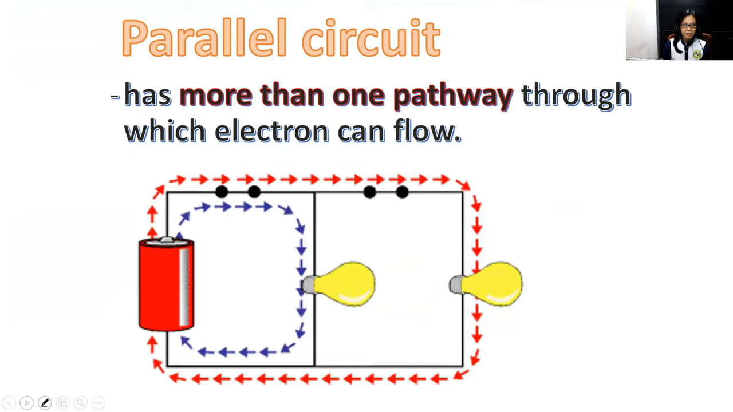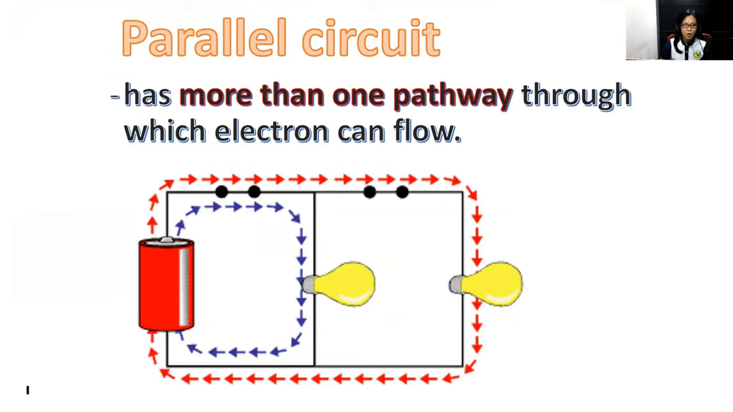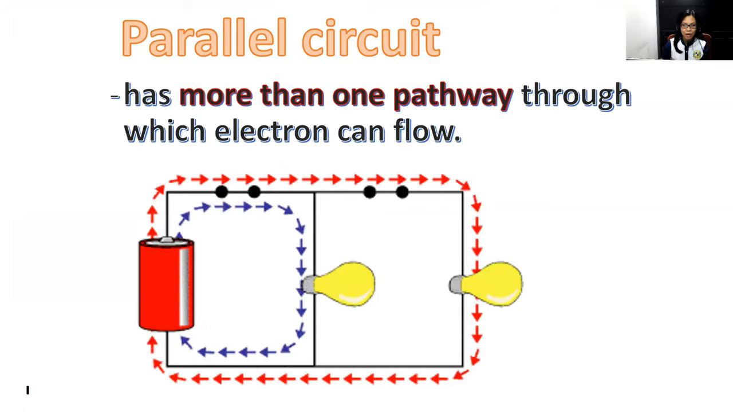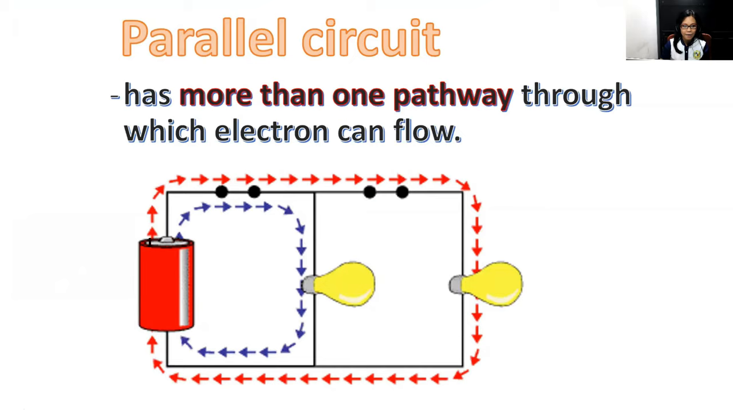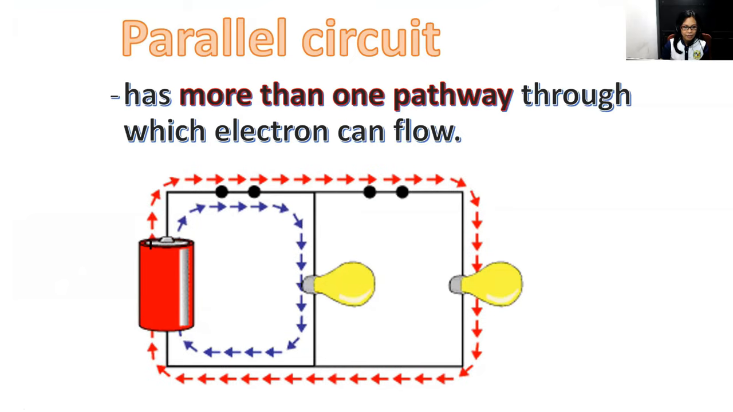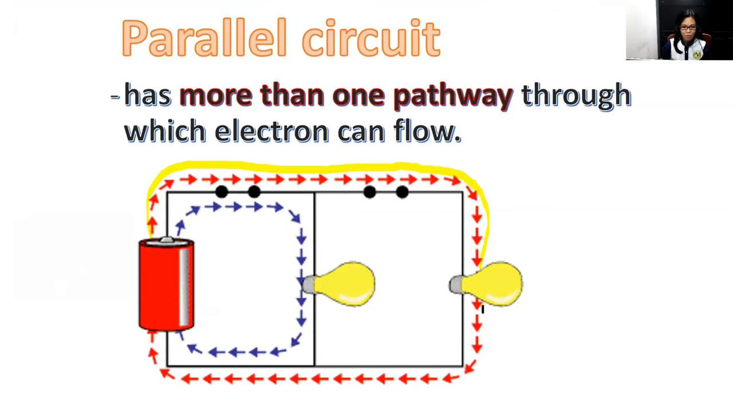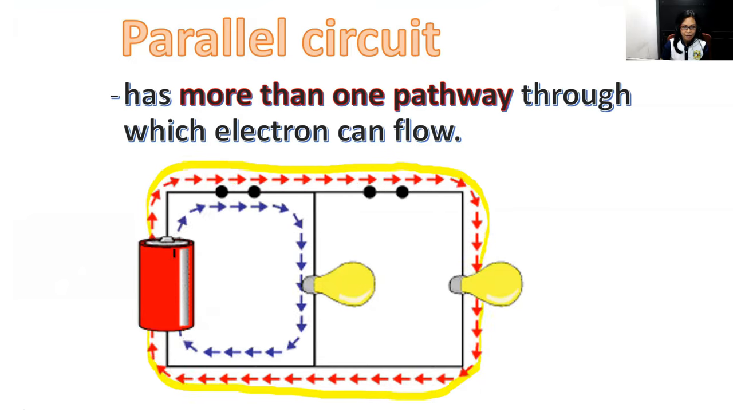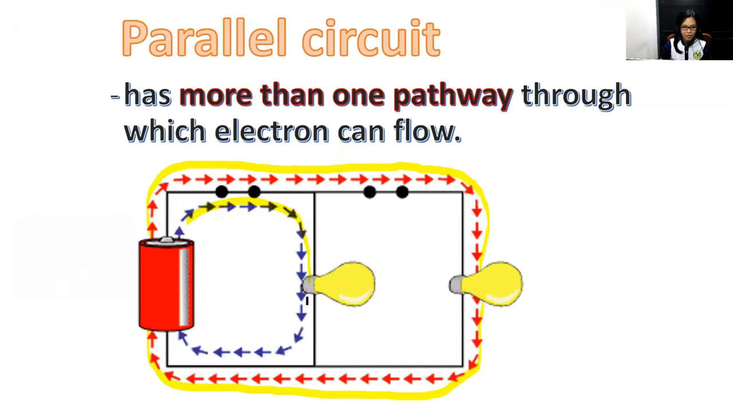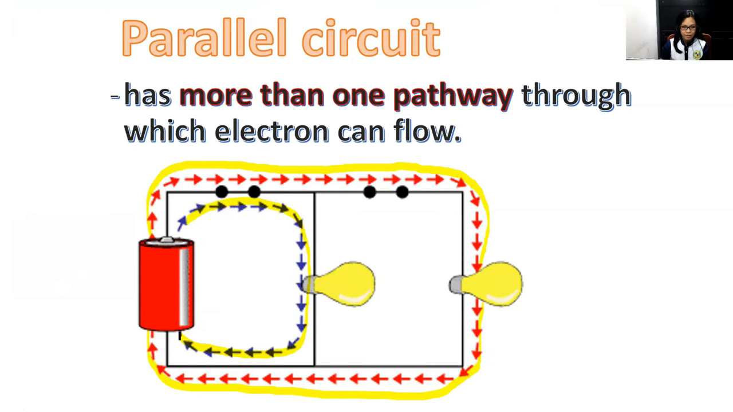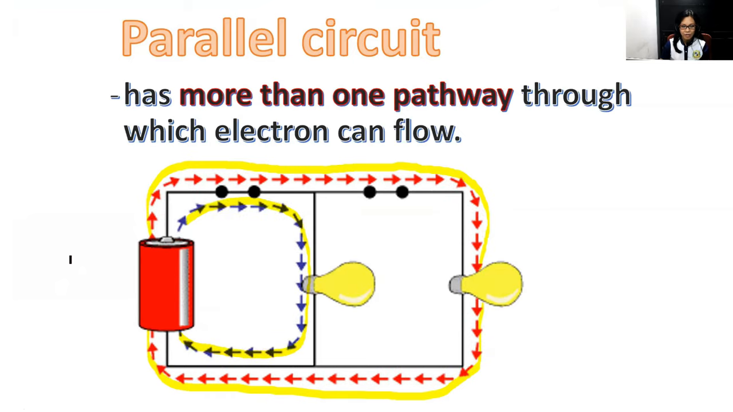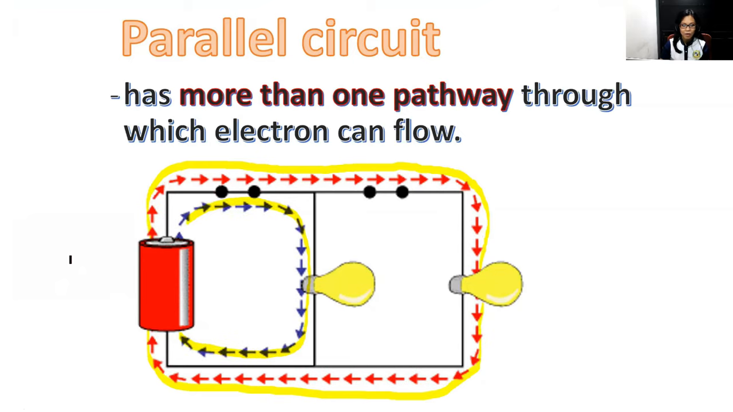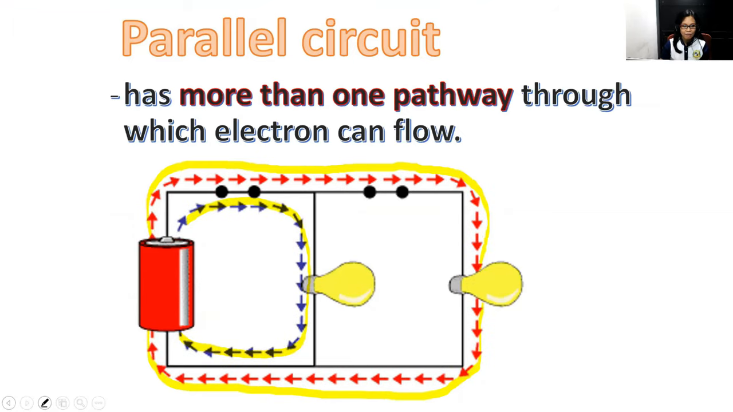Next. Again, what is a parallel circuit? A parallel circuit has more than one pathway through which electrons can flow. As you can see here, electrons are flowing. The red arrow is one way. The blue arrow is another way that electrons flow. So, this is a parallel circuit. It has more than one pathway through which electrons can flow.